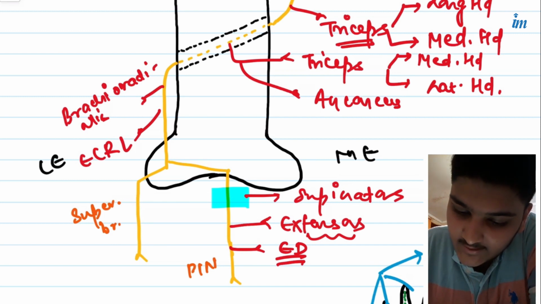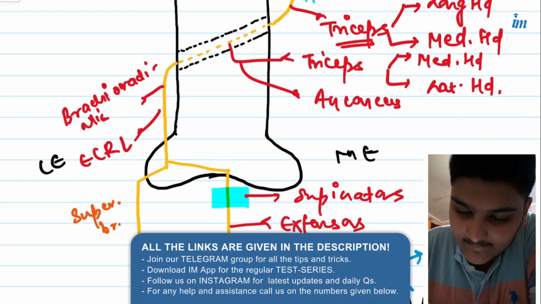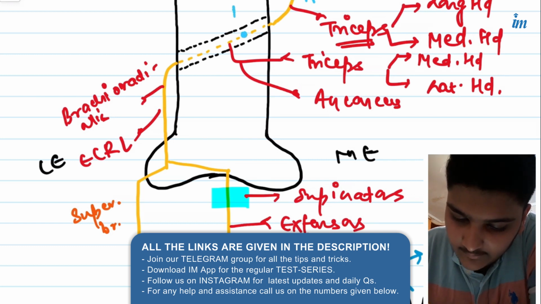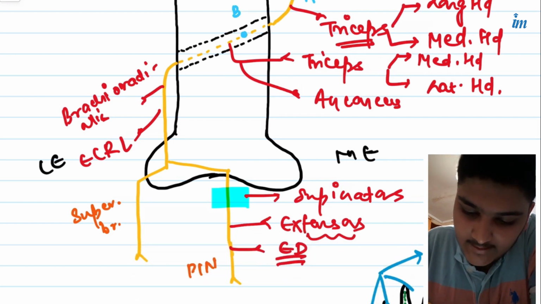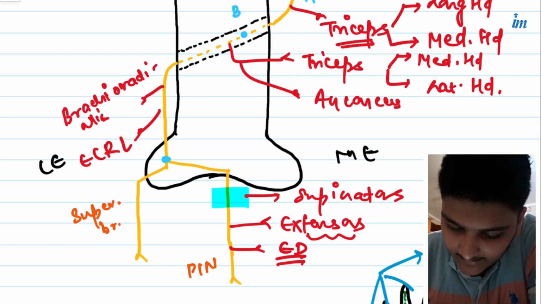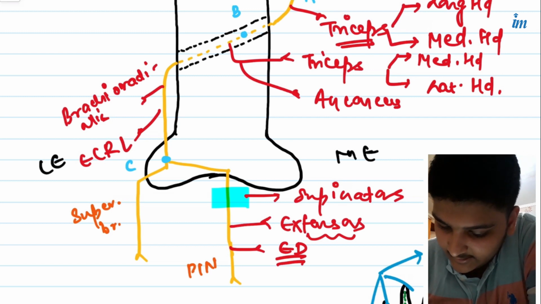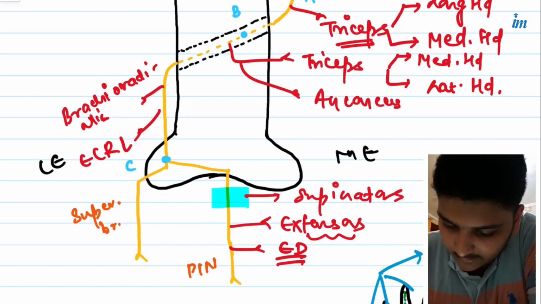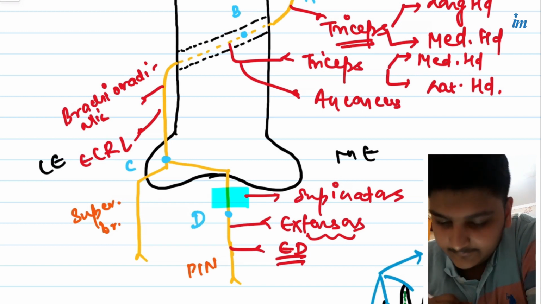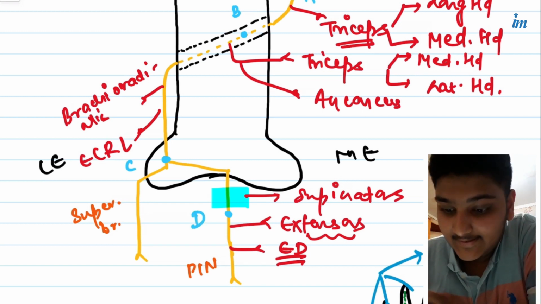Suppose the first injury occurs in the axilla. Let's name it as A. Second, in the spiral groove, B. In front of the lateral epicondyle, C. And injury to your posterior interosseous nerve, D. Now let's see what happens in these cases.